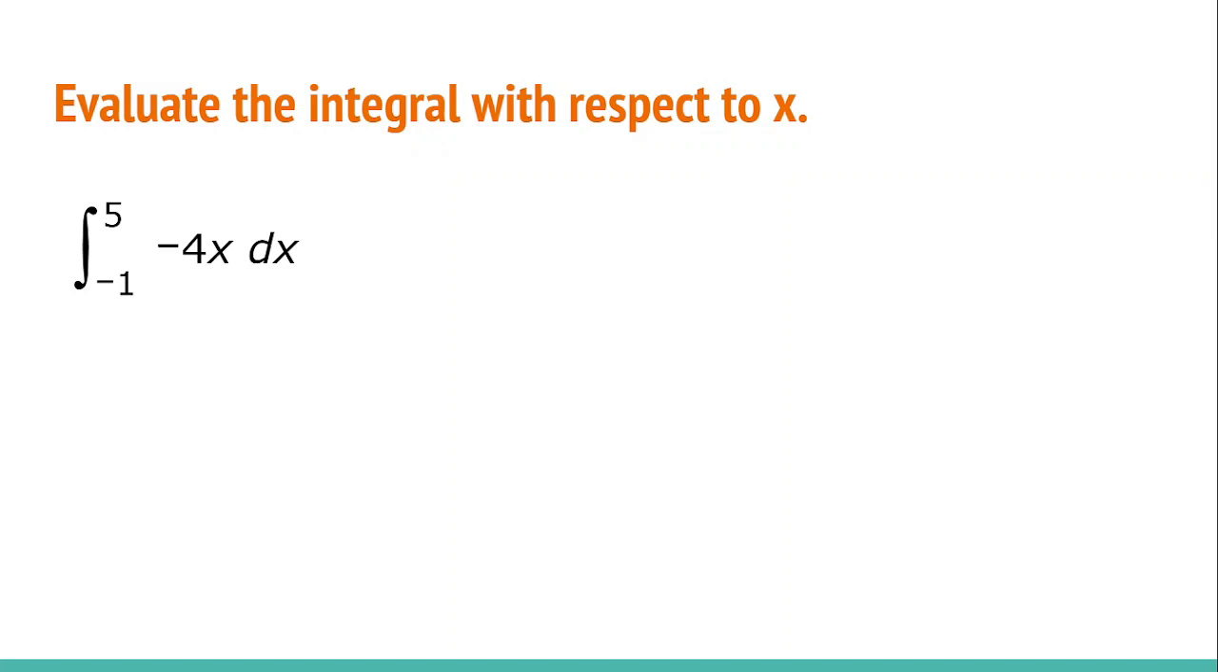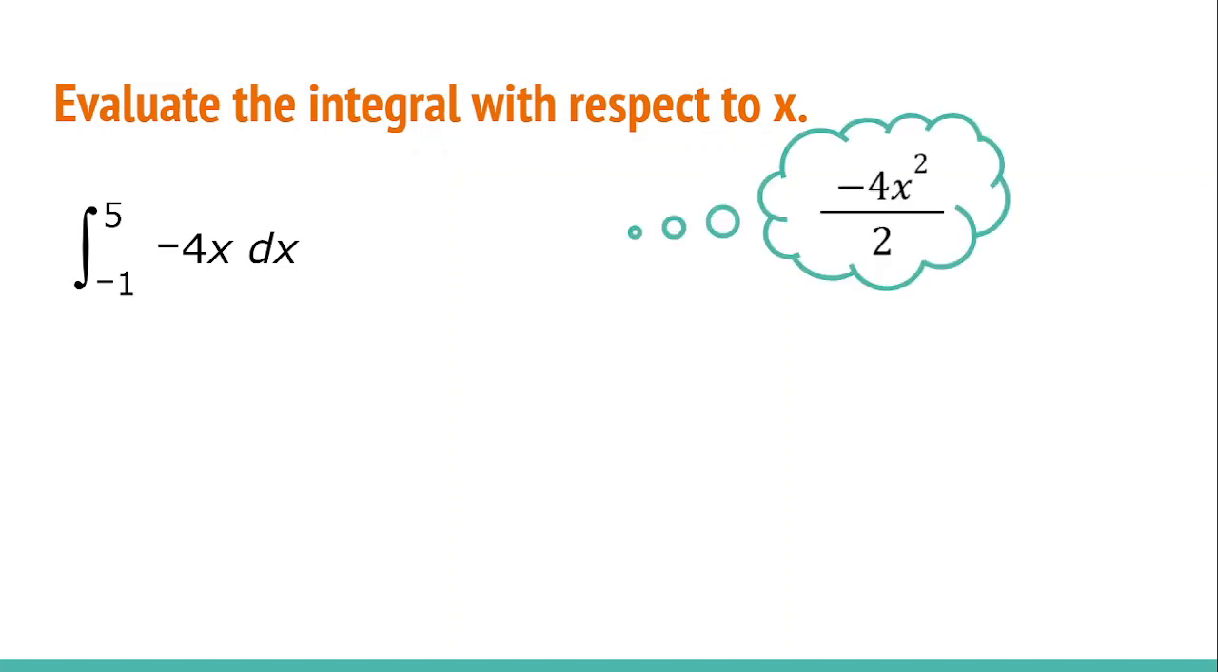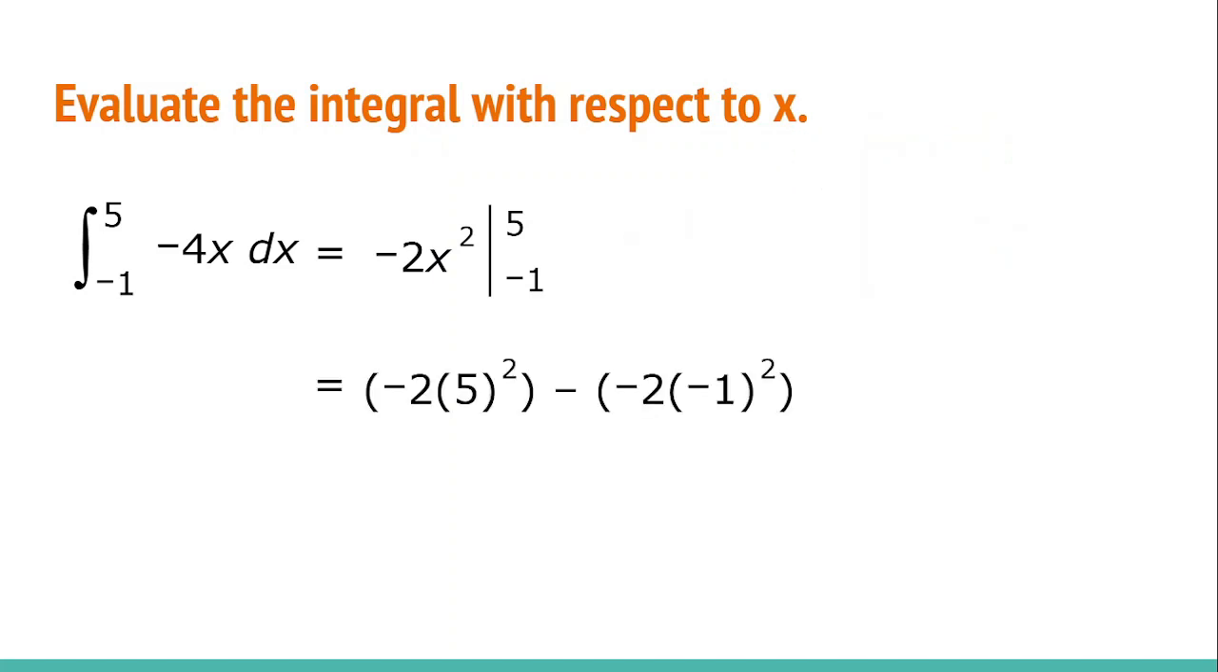Here's one example. Evaluate the integral with respect to x. So we have the function negative 4x between -1 and 5 with respect to x. So applying the formula, we add 1 to the exponent and divide by the new exponent. Simplify, we have -2x squared between -1 and 5.